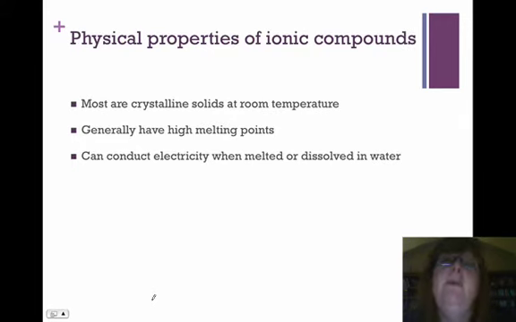Ionic compounds, most of them are crystalline solids at room temperature. So think about things that we know, like sodium chloride. That is an ionic compound, and it's a crystalline solid at room temperature. They generally have very high melting points, and when you do melt them, they can conduct electricity because they have ions in them. So in the melted state, they are electrolytes, or if you dissolve them in water, they can make ions and they are electrolytes.